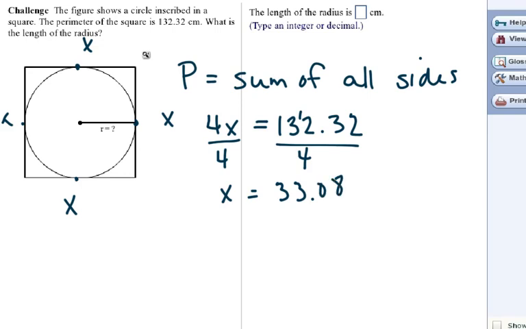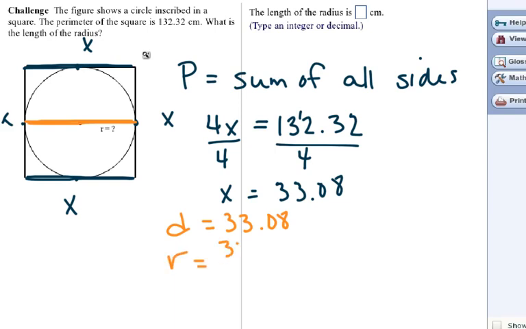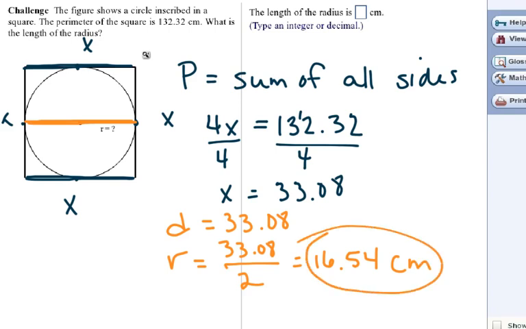That's the value of x, which is the distance here. So that's the same as the distance here, but it's also the same as the distance here. And what I have in orange is the diameter. So if the diameter is 33.08, then my radius would be half of that, 33.08 divided by 2. So that would give us 16.54, and the unit is centimeters. So that is the correct answer.